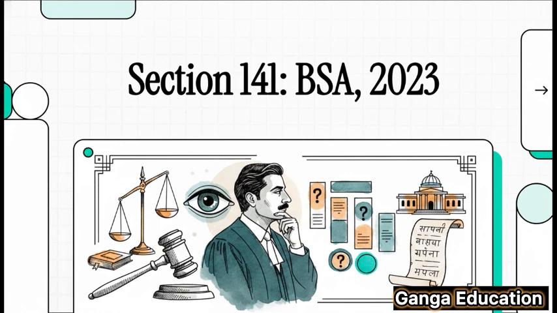Today, we're going to tackle a really foundational section, Section 141 of the Bhartiya Sakshya Adhiniyam 2023. Now, this section deals with the immense power of a judge to decide whether a piece of evidence is even allowed in court. From an exam perspective for both judiciary and APO, this is an absolutely crucial topic, so let's dive right in and understand it thoroughly.